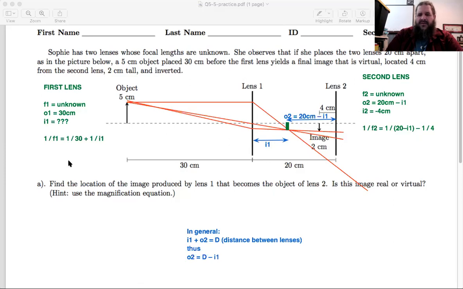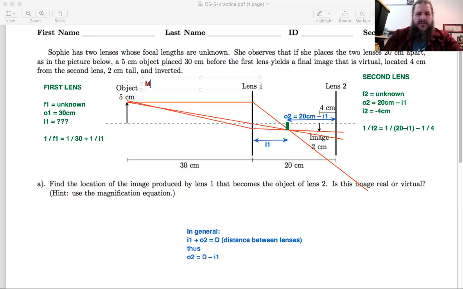If you've got 3 unknowns, how many equations should you want to have? Yeah, we want as many equations as we have unknowns. We're going to need a 3rd equation. So we do need one more piece of information. But it looks like we also know the final height here. We know that the final image is 2 centimeters tall. So that would be the final image height. We could use that to figure out the magnification.